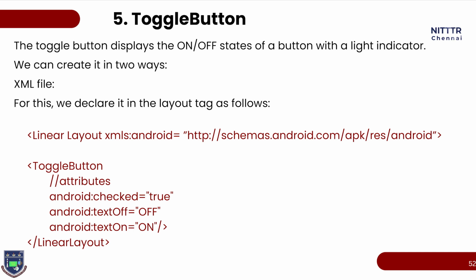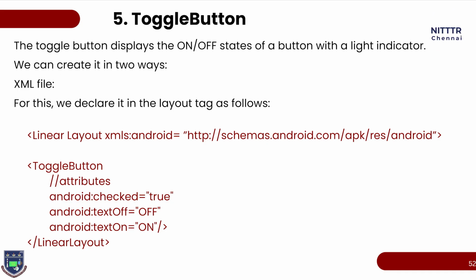That is the toggle button. The toggle button displays the on or off states of the button with a light indicator. This also can be created using two methods, XML and activity. First we will see the XML file. For this we have to declare it in the layout tag as follows. Here also the root element linear layout is the same, so we are moving into the toggle button portion. A toggle button is a button that toggles between two states.